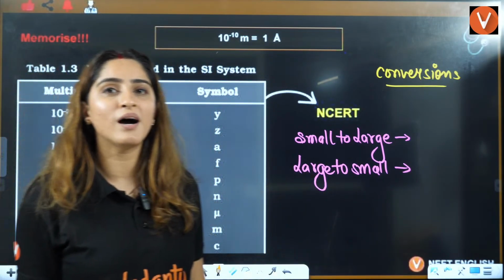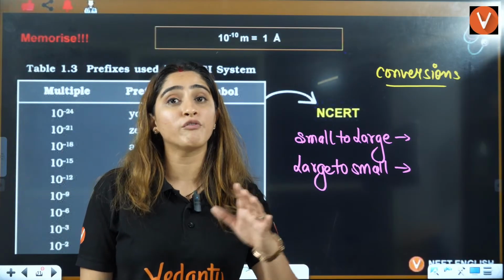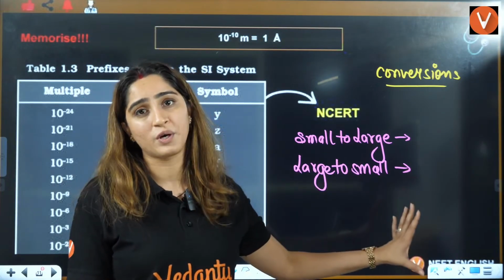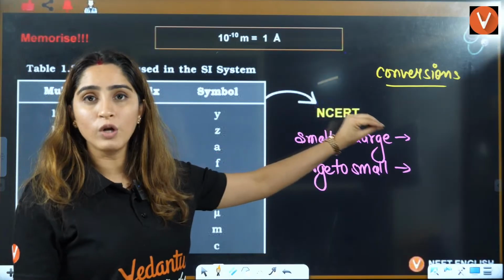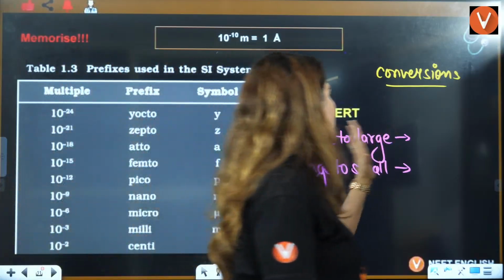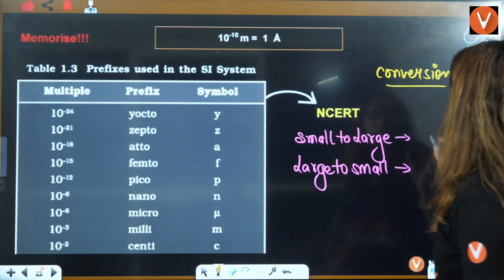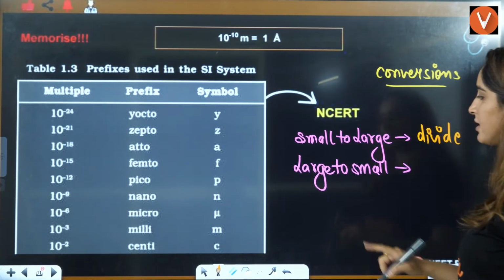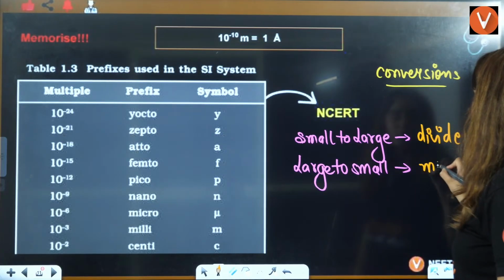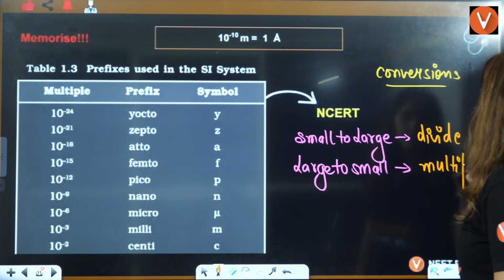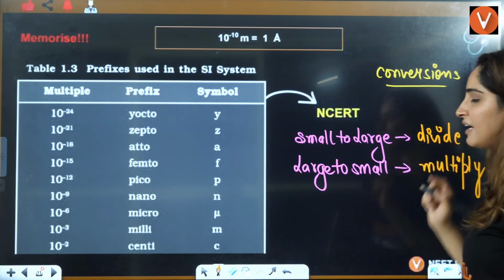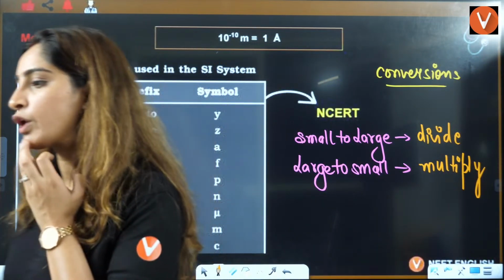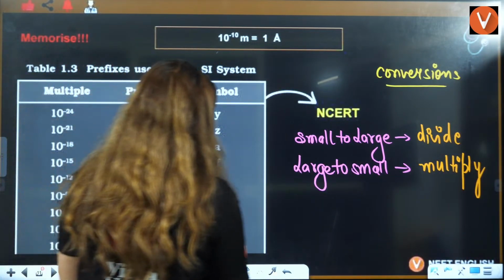I know that you are NEET aspirants, and I know that you find these things difficult. That's why this is for you. Small to large, SL: you will always divide it. Large to small, always multiply it. Okay? SLD. Just remember SLD.